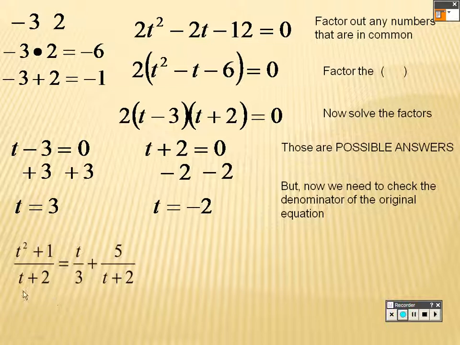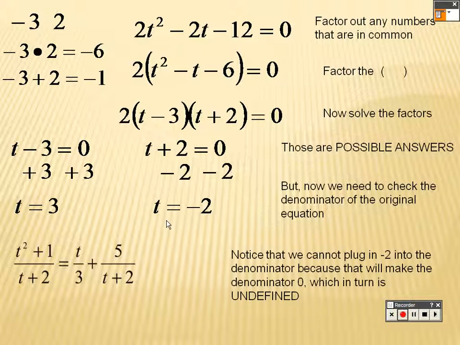Take this negative 2 and plug it in. Negative 2 plus 2. Whoa. I get a 0 on the bottom. That means I have an undefined number, and you can't have an undefined number. So that means negative 2 doesn't work because I end up getting 0 in the denominator. And I cannot have 0 in the denominator. So negative 2 doesn't work. The only answer to this problem is 3.